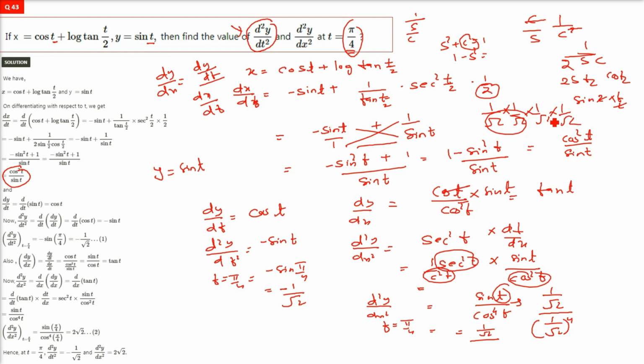Remember, it's sin pi by 4 divided by cos to the power 4 pi by 4, and cos pi by 4 is 1 by root 2. So whatever we get, 1 by root 2 into root 2 is 2, root 2 into root 2 is 2, so you get 1 by 4. I'm just changing it, because sin pi by 4 by cos to the power 4 pi by 4 is nothing but 1 by root 2 divided by 1 by root 2 to the power 4. So what do you get? You get 2 root 2 here. This is d2y by dx2, 2 root 2. And d2y by dt2, that is also computed, that is 1 by root 2.